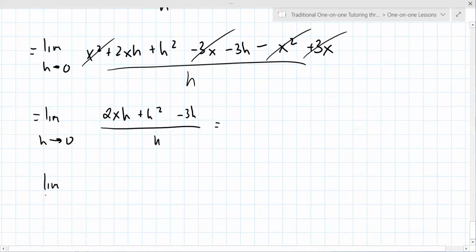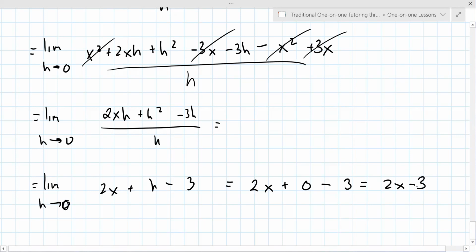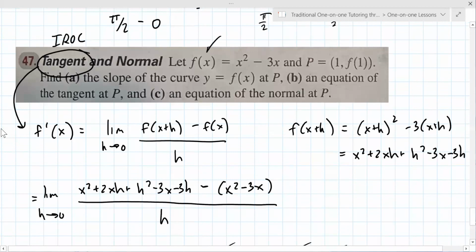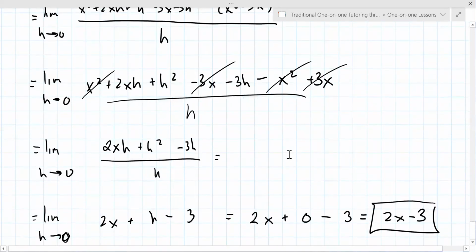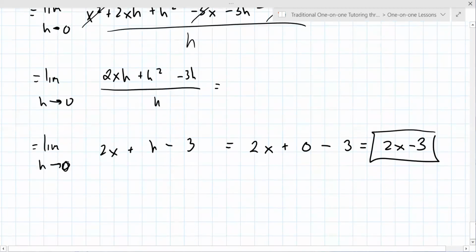A lot of writing. It's just part of this. And then you eventually get to that step where you finally put in 0 for h. Okay, so that's your derivative. We did all of this work to find the derivative f prime of x up here. That's that last step there. We are not done. We haven't even done part A, but that is what we've got. So f prime of x equals 2x minus 3.